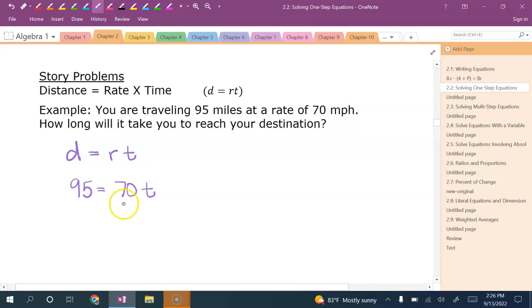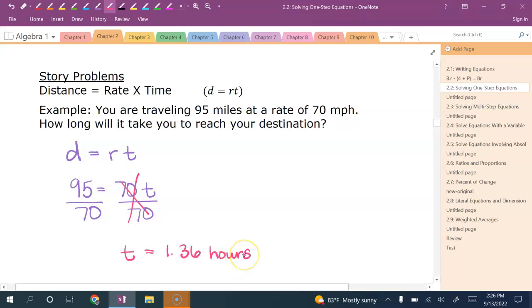And so I'm going to divide both sides by 70. So I finally get my T alone here. And then 95 divided by 70 would be 1.36. So you're going to get a decimal, and that would be hours.